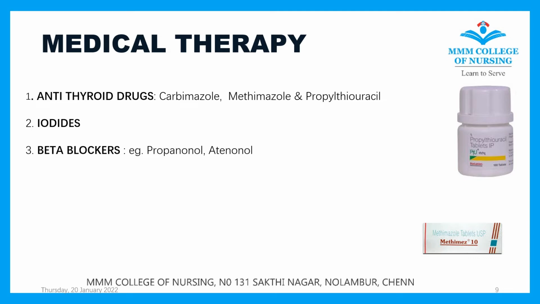And the third one is beta blockers. Usually these patients have tachycardia, increased cardiac rate, so beta blockers are given to stabilize or reduce that condition. Beta blockers like propranolol and atenolol can be given to the patient.